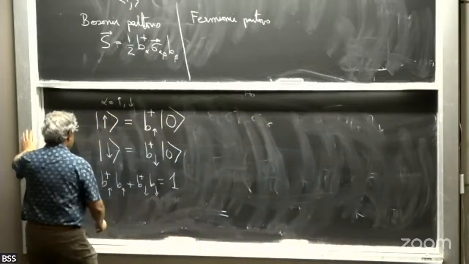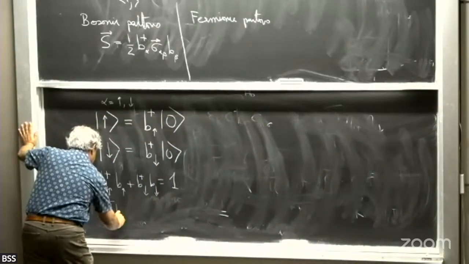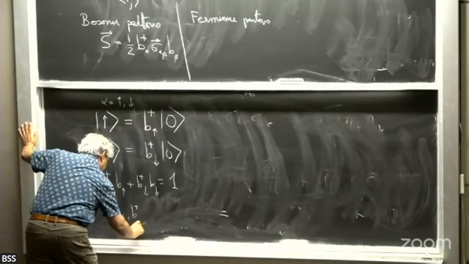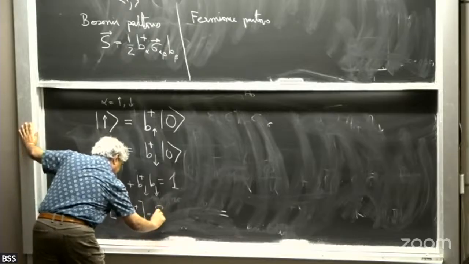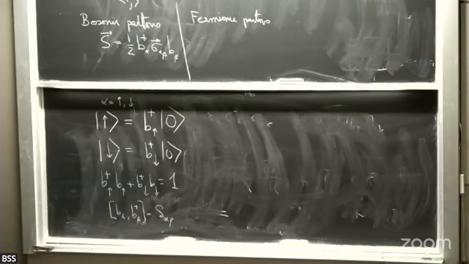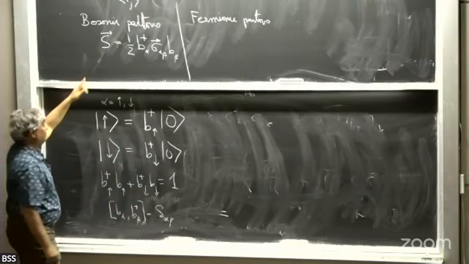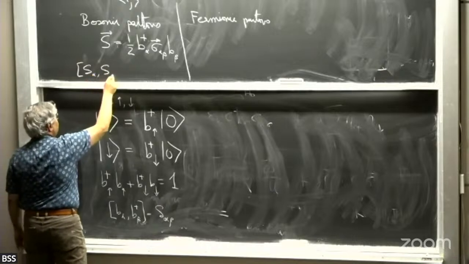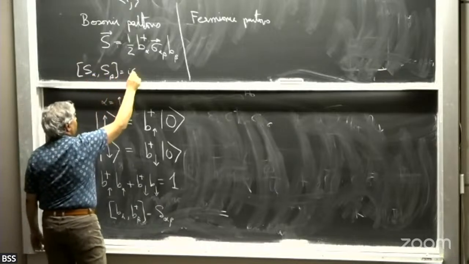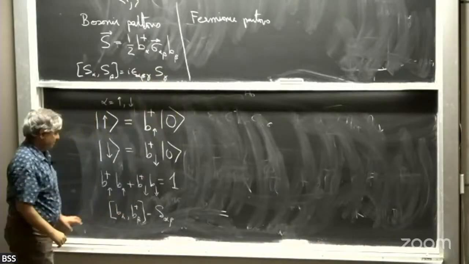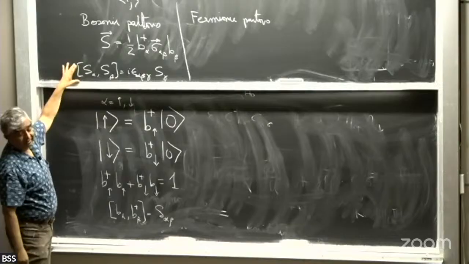And these are canonical bosons, which also makes them easier to work with. They satisfy the commutation relation of canonical bosons. The spin operator doesn't; the spin operator has a very complicated commutation relation. You can check that this commutation relation implies that commutation relation.